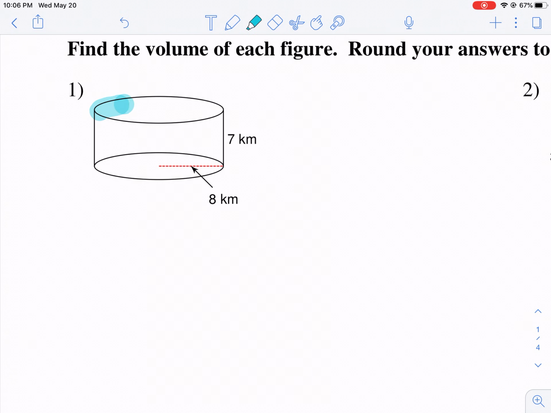Well, it's got two bases. It's got a circle on top and a circle on the bottom. I know it looks like an oval. That's because it's drawn based on perspective. Now, what is this thing? This is called a cylinder.